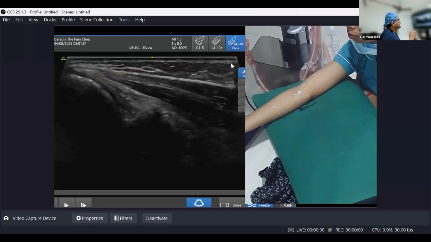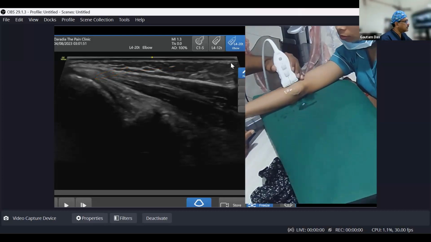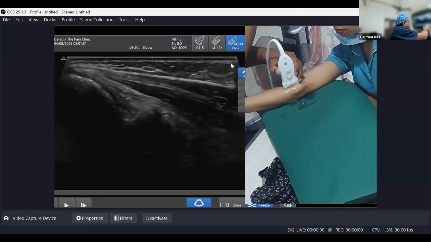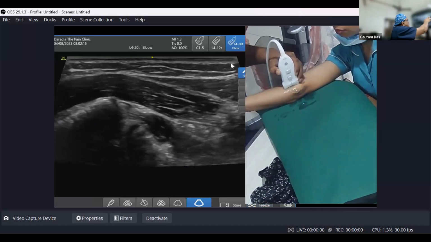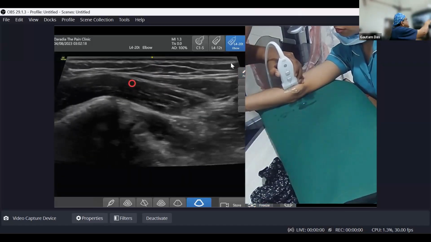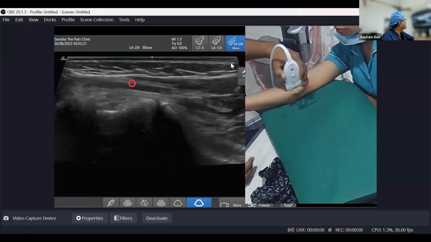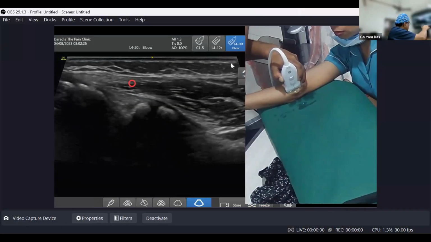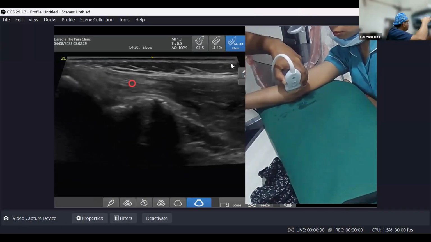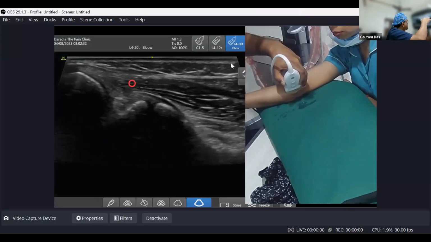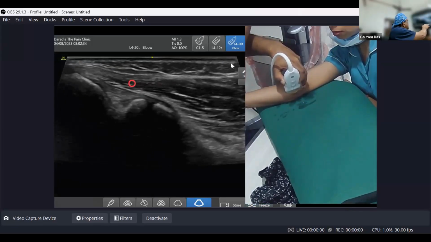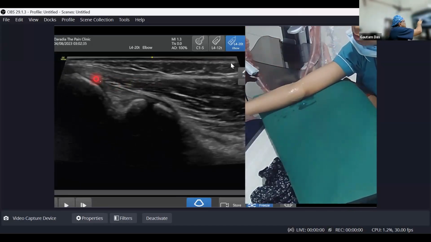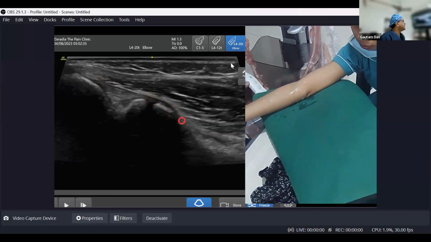And at this position, I cannot see the ligaments nicely. For that, what I'll do, I'll be tilting the probe here. So now I can see the ligaments very nicely. Okay, so what I was saying here, this was your anterior band of this ligament. Where is it coming from? It is coming from the medial epicondyle till the sublime tubercle. So this was the sublime tubercle.